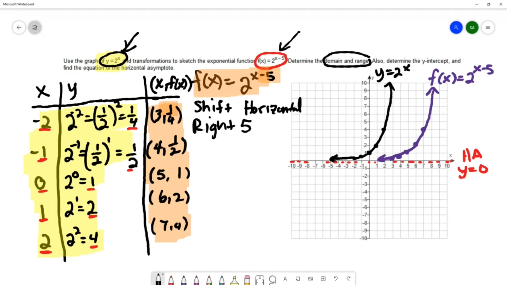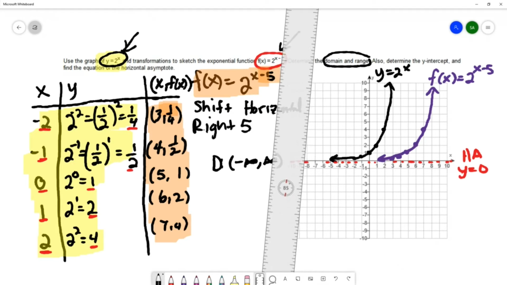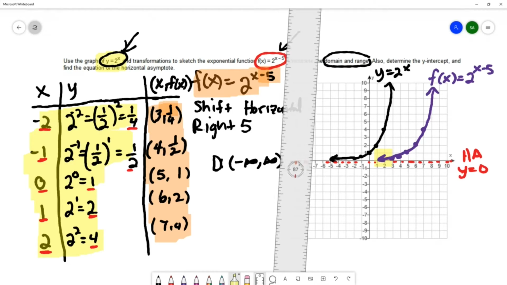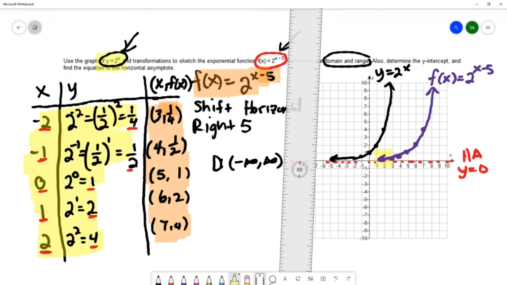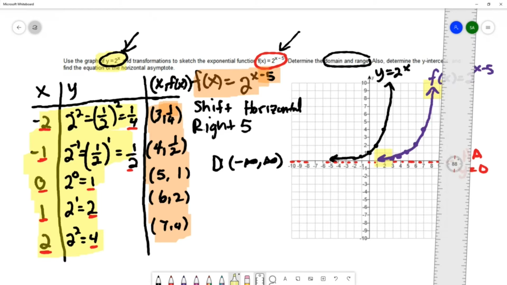The domain of every exponential function is all real numbers from negative infinity to infinity. We can confirm that with our ruler. If we start on the left, this arrow here indicates that the graph continues on forever, so our domain starts at negative infinity. This arrow here means that the graph continues on to the right forever, and so our domain goes from negative infinity to infinity.